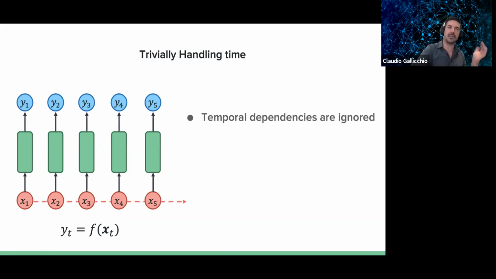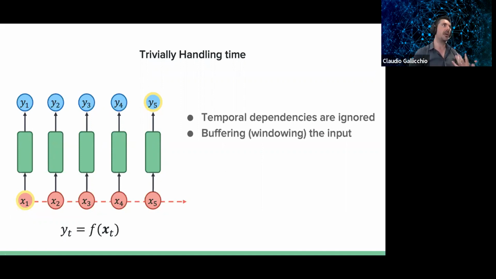So if we assume that there is a sort of temporal relation, this is our typical situation, we would like the output, for example, in the last time step, to depend also on the information that was introduced in the network in the previous time steps, perhaps at the beginning. So if we deal with atomic information alone, this is, of course, not possible. One trivial way of dealing with time in this kind of situation is buffering or windowing the input.